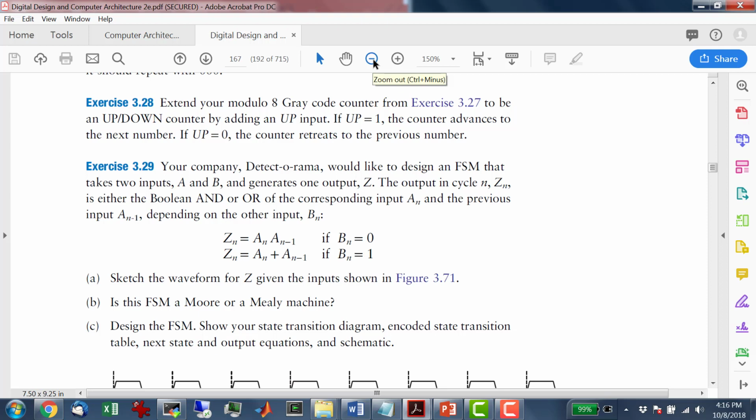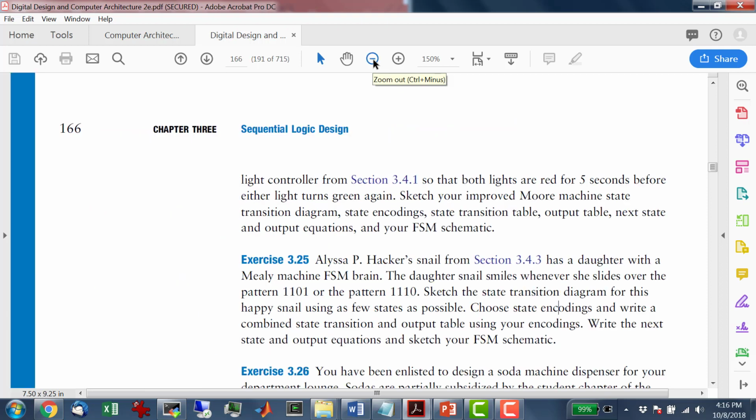And again, it's a Mealy machine, so the output logic is a function of current state and inputs. If this were a Moore machine, I would not be allowed to put A and B inside this table. Is that it? I think that's it.